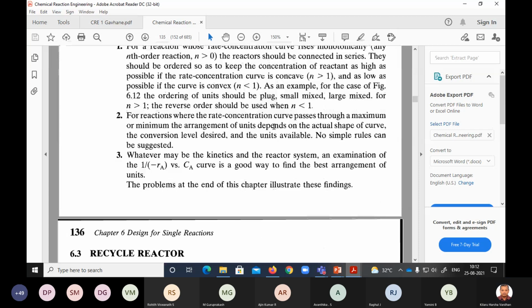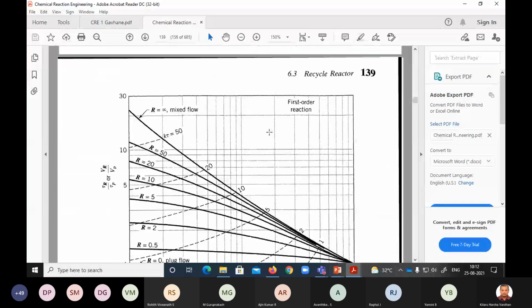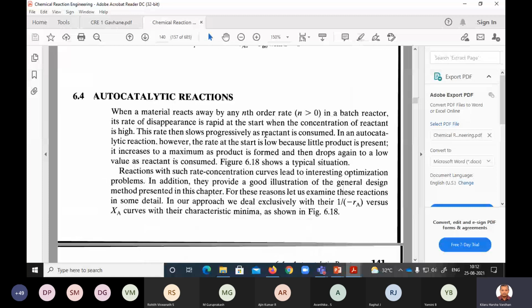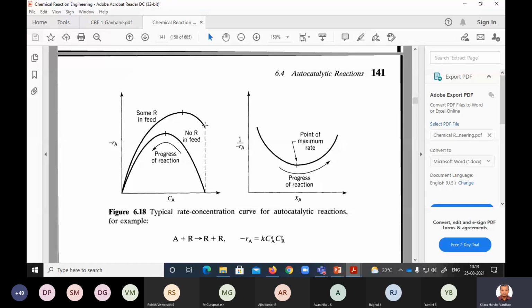What is he giving? Yeah, I have to talk about this topic one more time, because this is the autocatalyzed reaction. With some R, the rate will go down, increase, and then go down, because more R is being formed and more R is being decomposed and more A is decomposed. So you have this particular curve. If you draw 1 by RA versus CA, and if you draw 1 by RA versus XA, you will have this kind of curve.